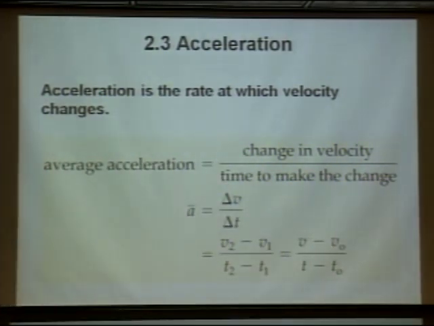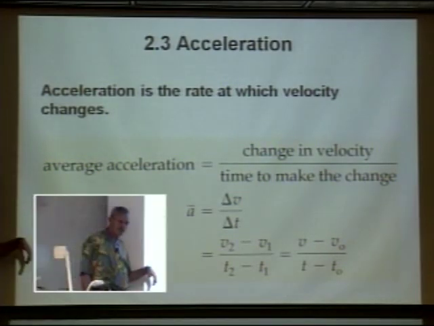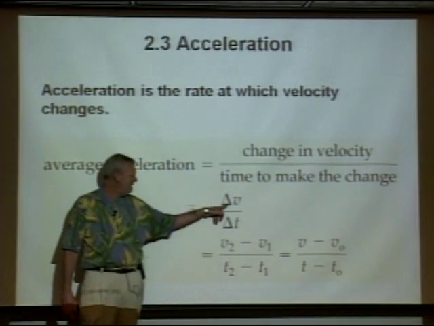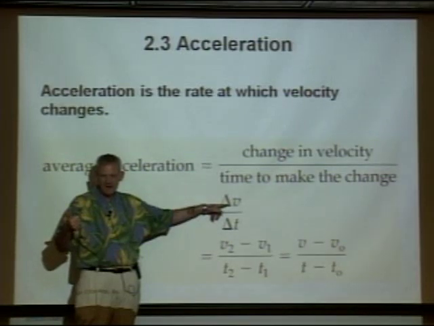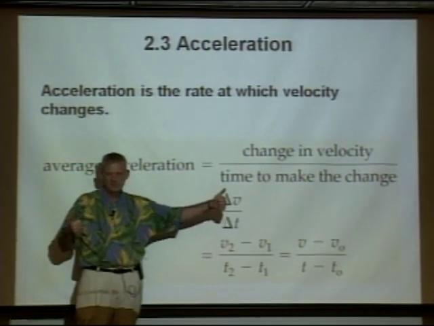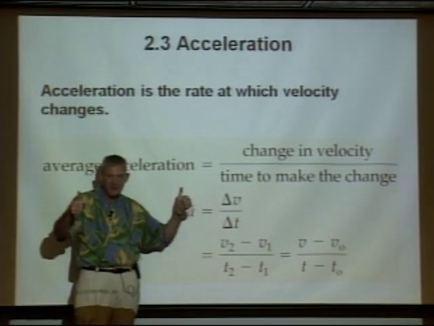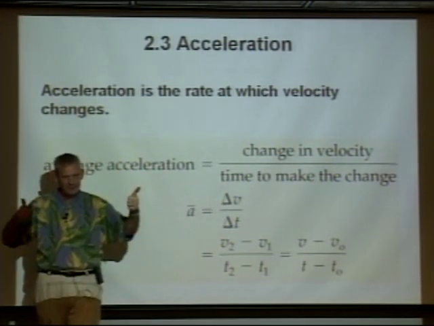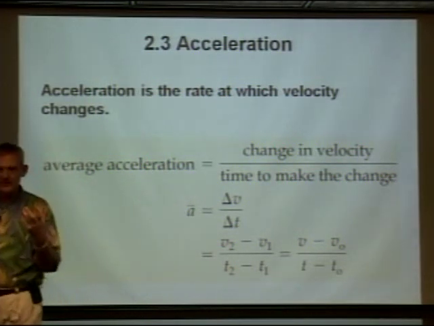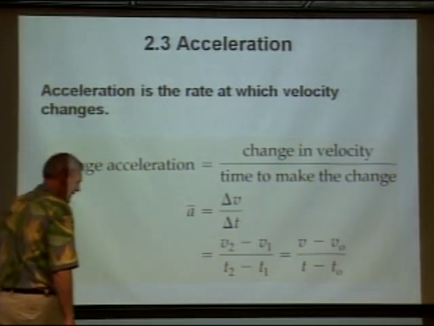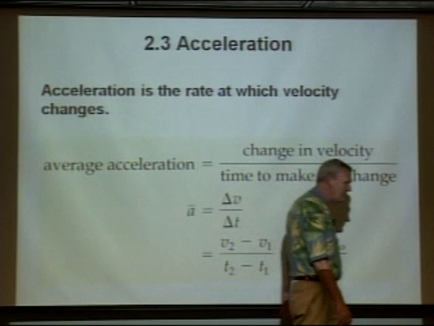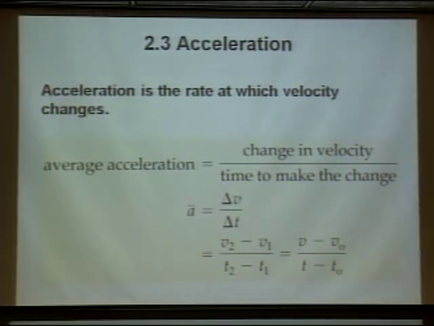All right? But acceleration is basically this. It's your change in velocity over your change in time. So if I'm going 10 meters per second, and then 5 seconds later I'm going 10 meters per second, remember change is v2 minus v1. That'd be zero. And so I've got zero acceleration. All right. Acceleration is the rate of change of your velocity.